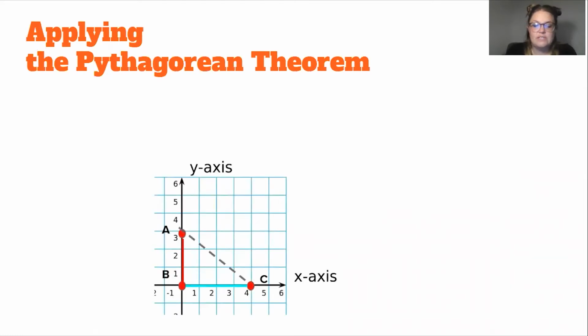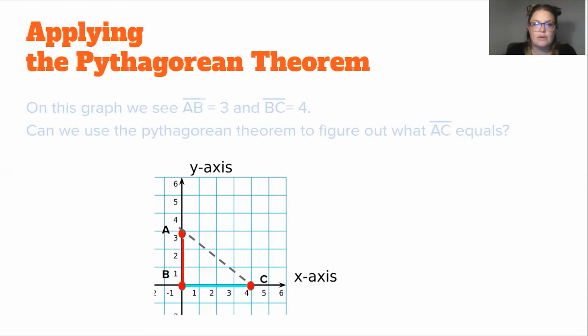On this graph, we see 3 lines that form a triangle. Line AB is in red, line BC is in blue, and line AC is written as a dashed diagonal line. Using this graph, we see that line AB equals 3 and line BC equals 4. Can we use the Pythagorean Theorem to figure out what line AC equals? What do you think?